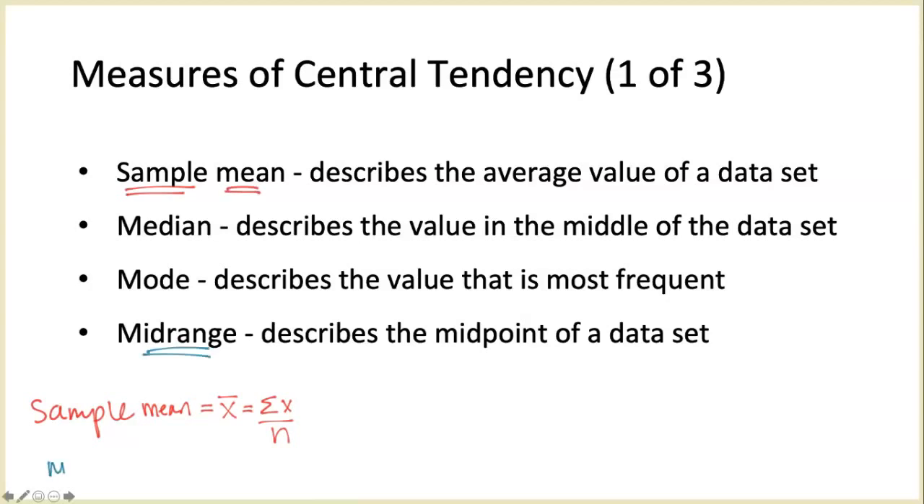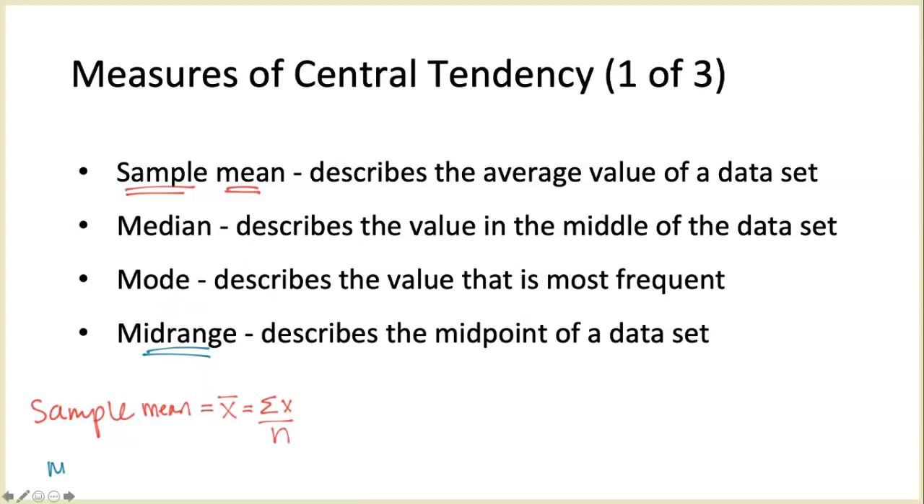And the mid-range, which is more likely new for us. So the median, we know, is the value that's in the middle of the data set. It divides the data set into two equal portions. So anything below the median is in the bottom 50%, and anything above the median is in the upper 50%. And of course, the mode is the value that occurs the most, the most frequent.